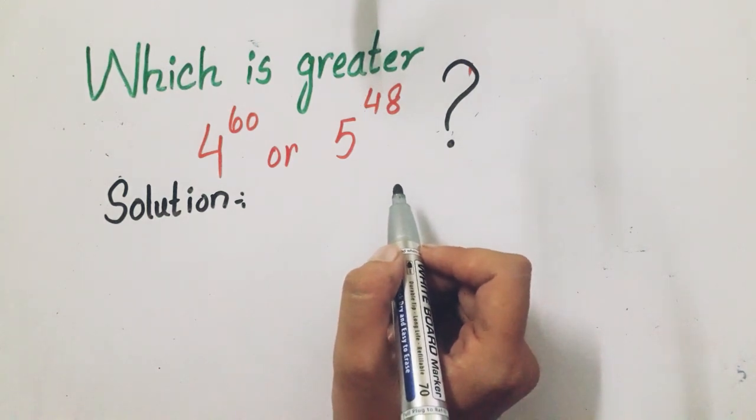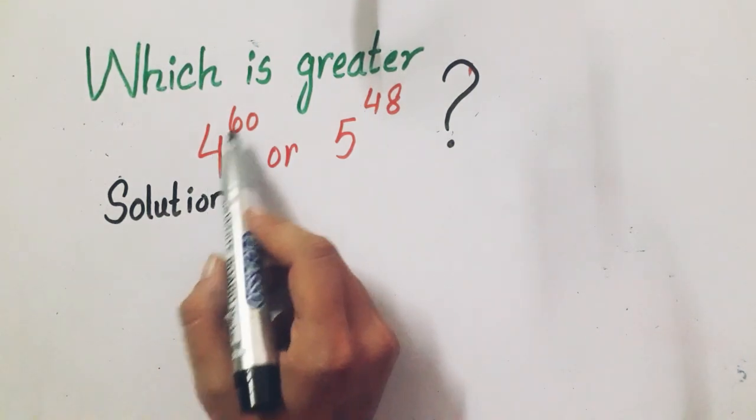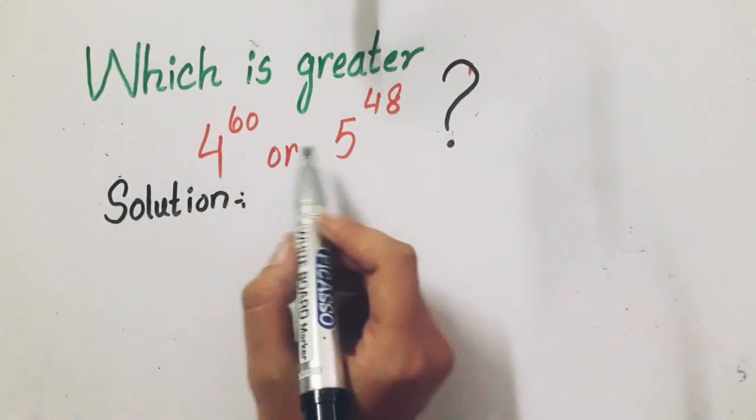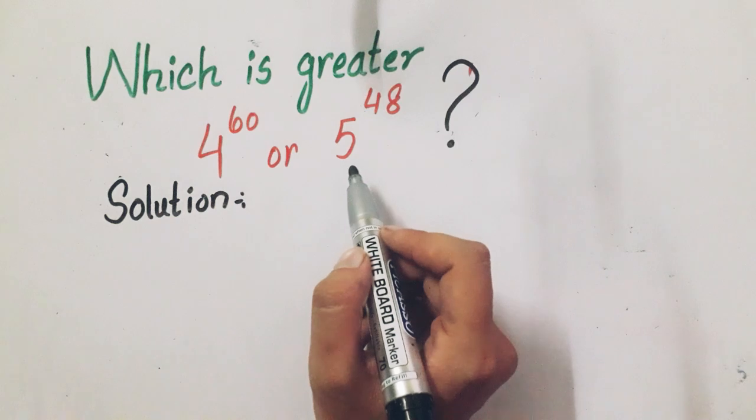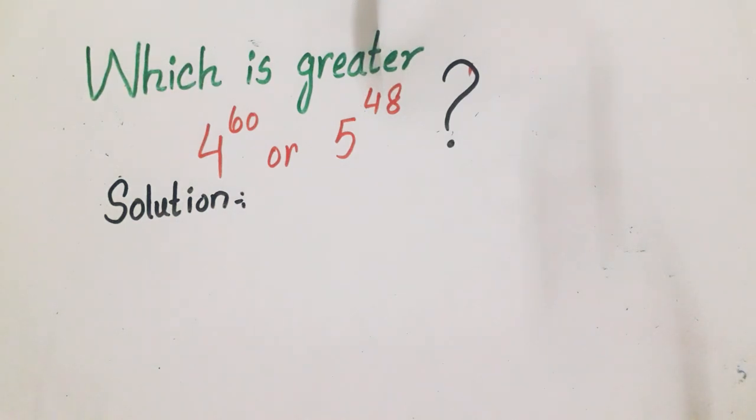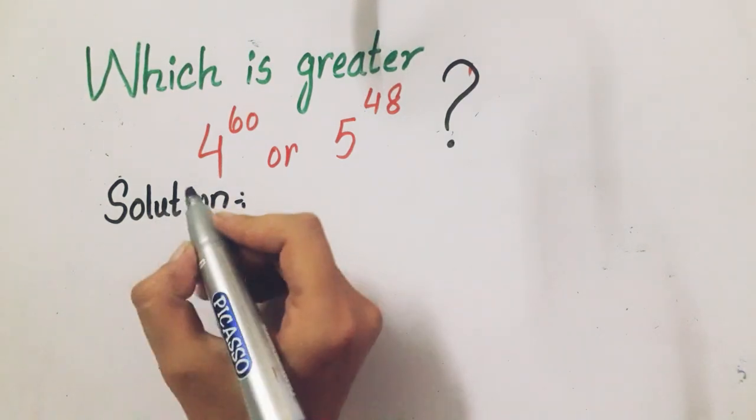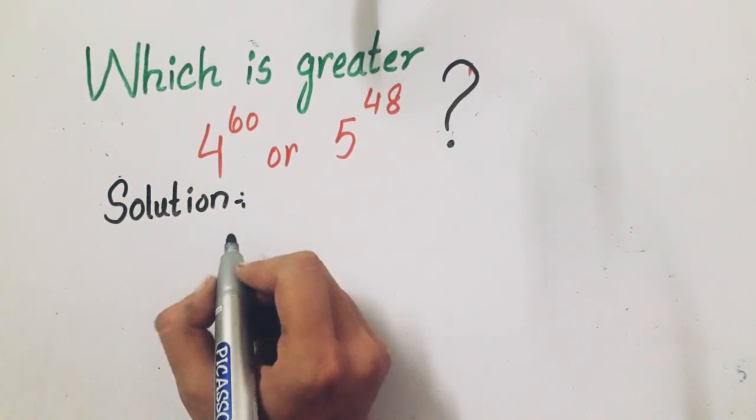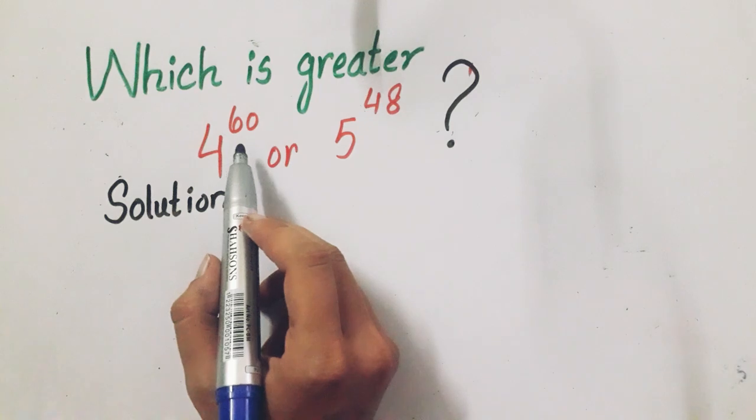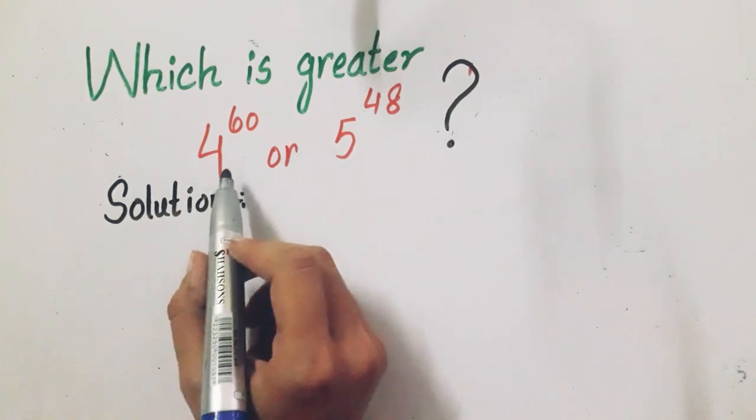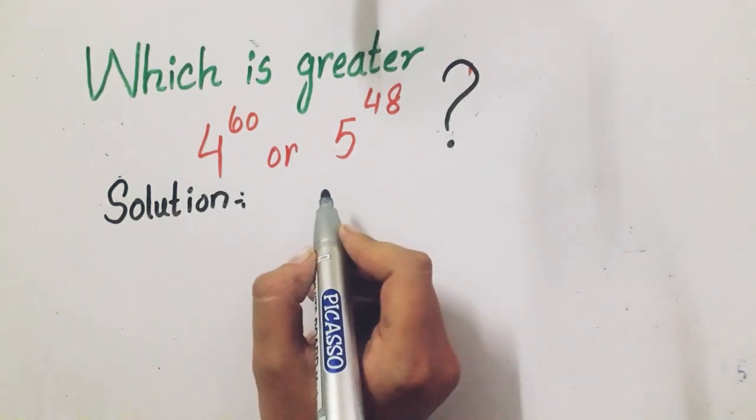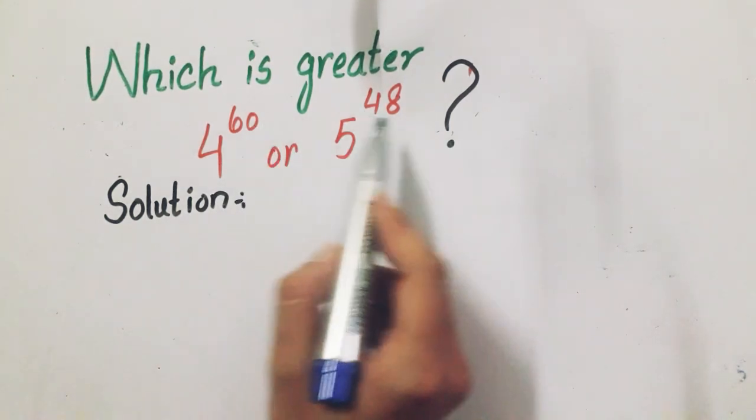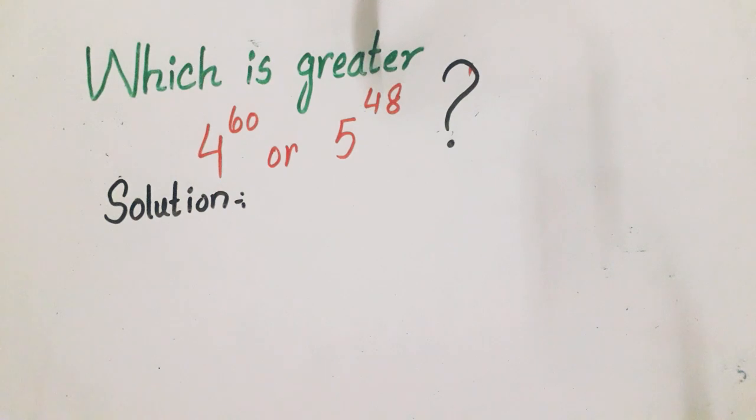Let's get started. We are asked to compare 4 raised to power 60 and 5 raised to power 48. Both numbers are very large, so you cannot calculate them directly. Instead, we use a power trick to make the comparison easy. The trick is, when we want to compare two powers, we take the same fractional power on both numbers. This works because one power is greater than the other power.